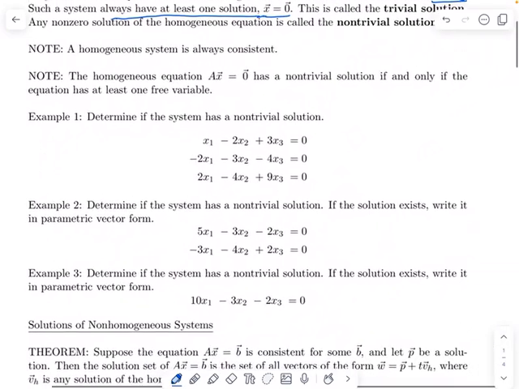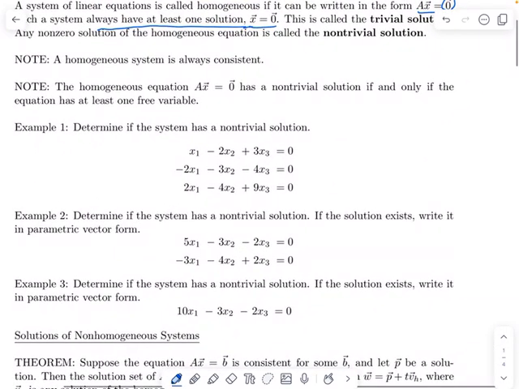Also, the homogeneous equation Ax equal to 0 has a non-trivial solution if and only if the equation has at least one free variable. So if there are free variables available, then the system may have a non-trivial solution. Otherwise, it will have just the trivial solution.